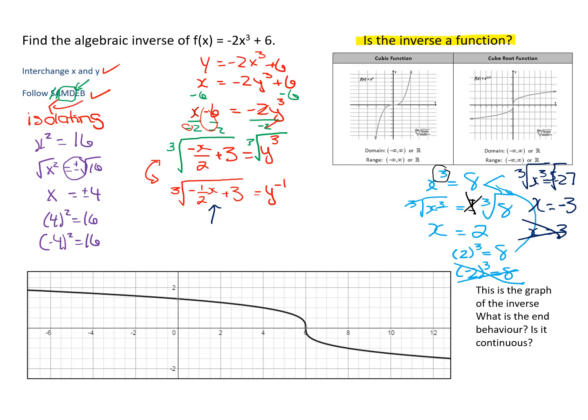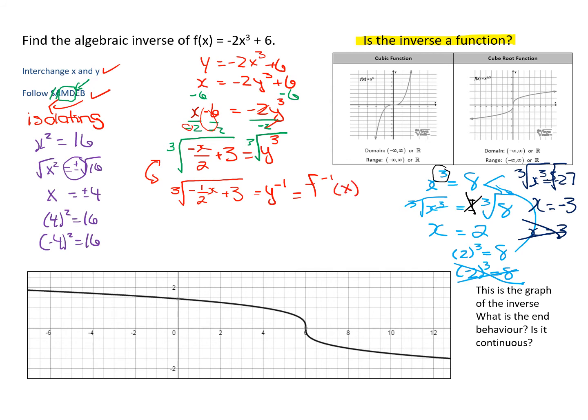It's a function because I didn't do the plus or minus. If I did the plus or minus, I would not get a function because I get two answers every time I sub something in. So this is a function, so I can also use the notation f inverse at x.